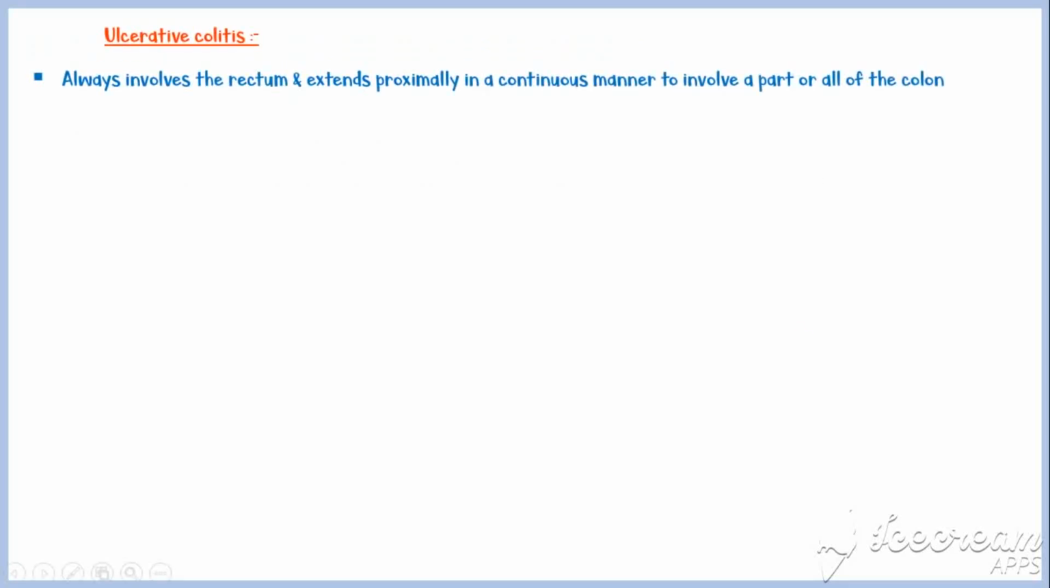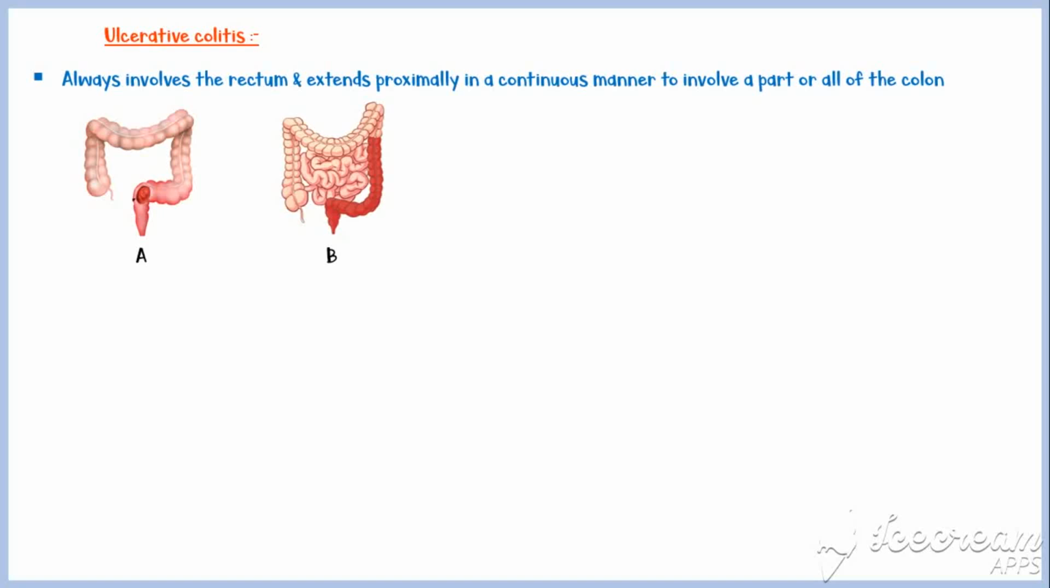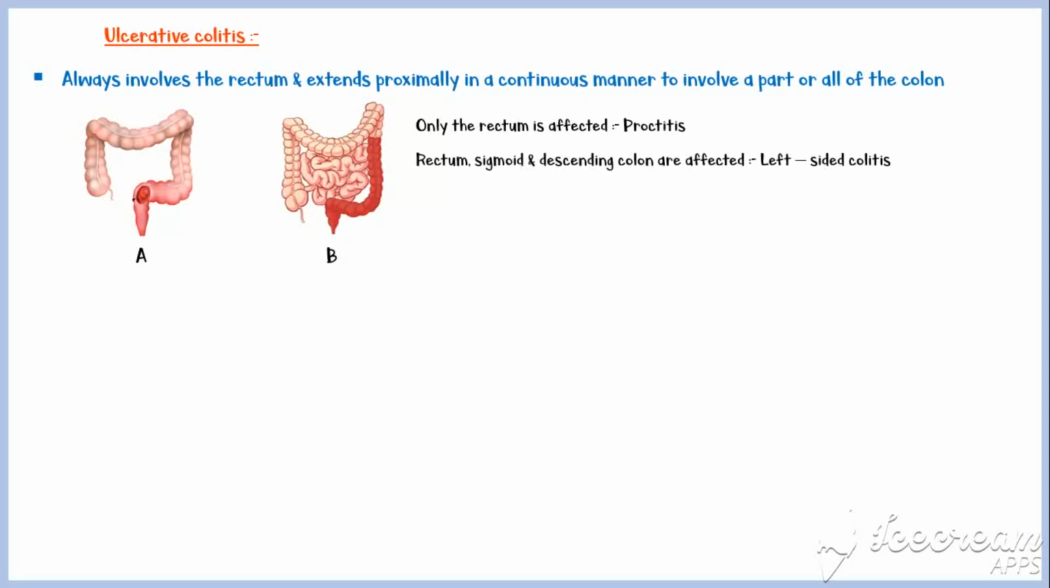Ulcerative colitis always involves the rectum and extends proximally in a continuous manner to involve a part or all of the colon. In this image, diagram A shows ulcerative colitis that has affected only the rectum. Diagram B shows ulcerative colitis that has affected both the rectum and the colon. If only the rectum is affected, it is known as proctitis. If the rectum, sigmoid, and descending colon are affected, it is known as left-sided colitis. And if the entire colon is affected, it is known as pancolitis or extensive colitis.